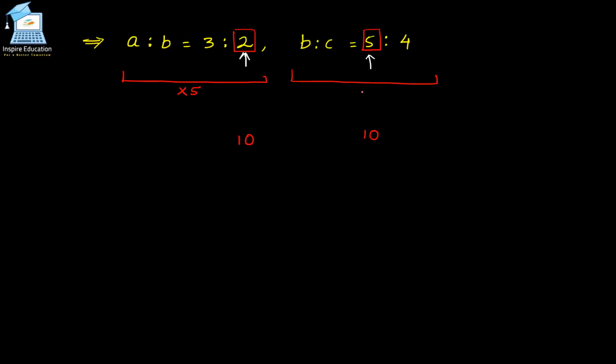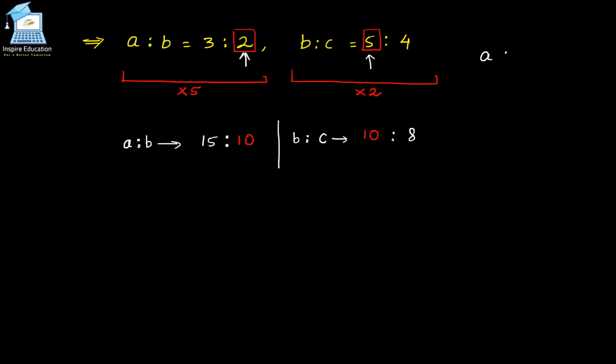What happens over here? We need to multiply this ratio by 5, because 5 into 2 becomes 10. This will become 10, no issue. 3 into 5 is 15. So A is to B is 15 is to 10. What happens over here? B is to C is 5 into 2 is 10 and 4 into 2 is 8.